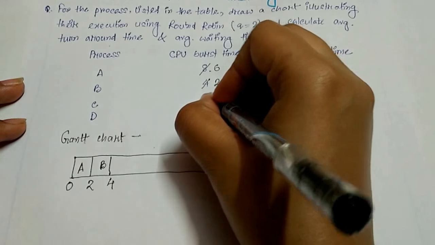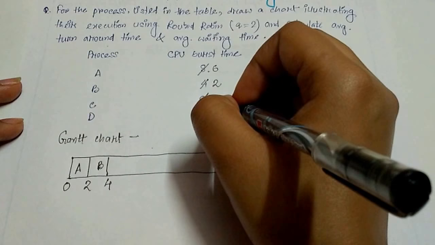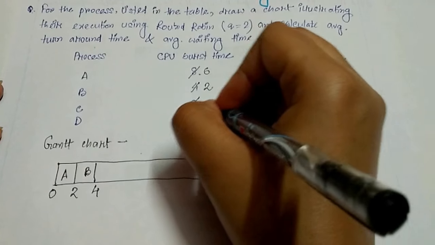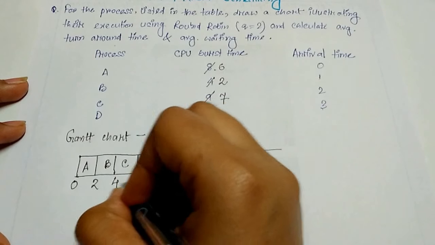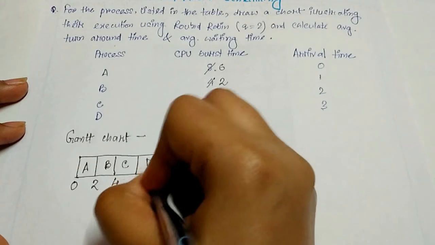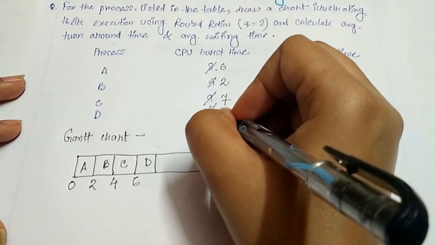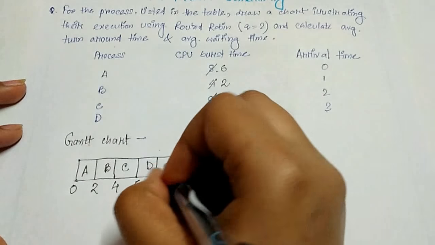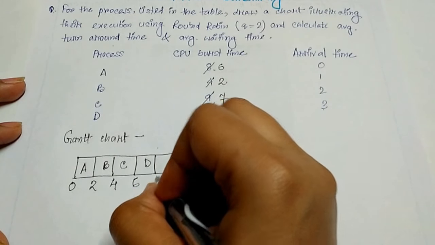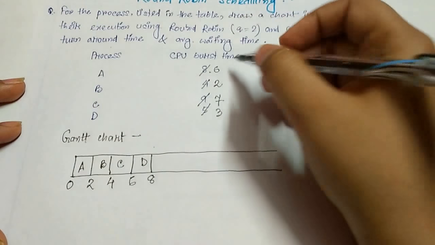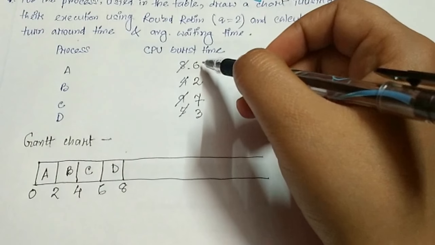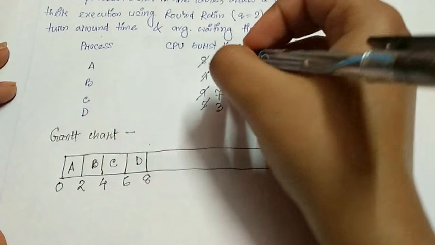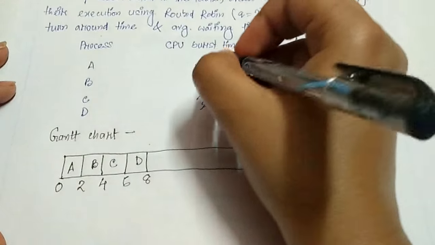Now comes process C and the CPU burst time is 9. We should take only 2 and 7 will remain. That is C, 4 plus 2 is 6. Now comes D. From 5 we can only take 2 and 3 will remain. That is 6 plus 2 equals 8. Then repeat the process from the beginning. Here comes process A and the last CPU burst time was 6. From 6 we can take only 2. Therefore 4 will remain.